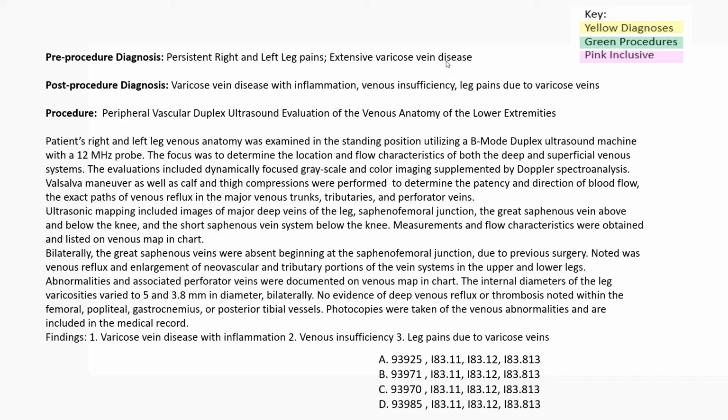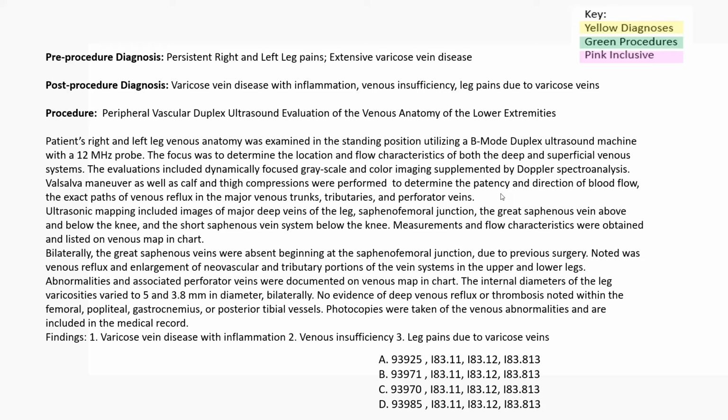Ultrasonic mapping included images of major deep veins of the leg, saphenofemoral junction, the great saphenous vein above and below the knee, and the short saphenous vein system below the knee. Measurements and flow characteristics were obtained and listed on venous map in chart. Bilaterally, the great saphenous veins were absent, beginning at the saphenofemoral junction. Due to previous surgery, noted was venous reflux and enlargement of neovascular and tributary portions of the vein systems in the upper and lower legs. Abnormalities and associated perforator veins were documented on venous map in chart. The internal diameters of the leg varicosities varied to 5 and 3.8 mm in diameter.